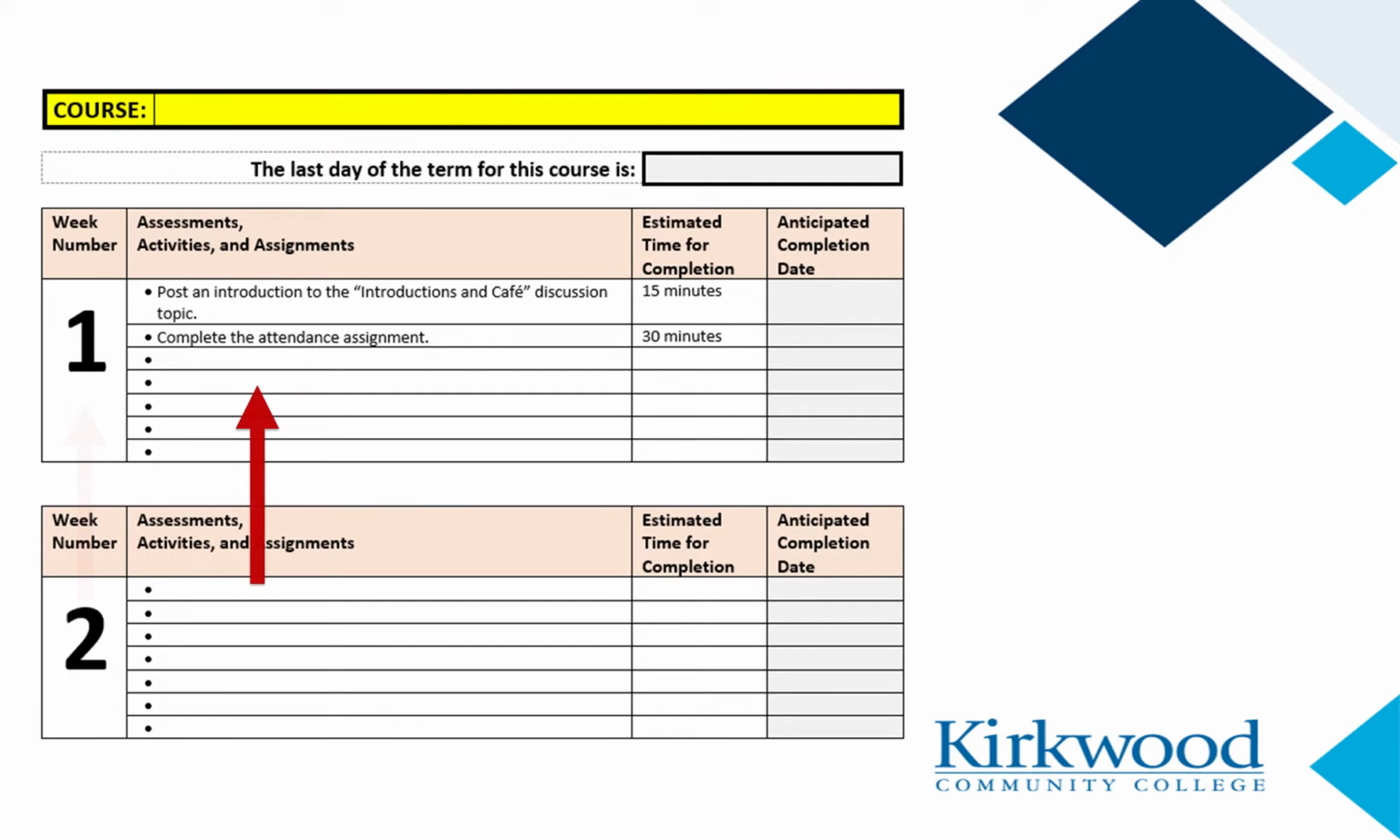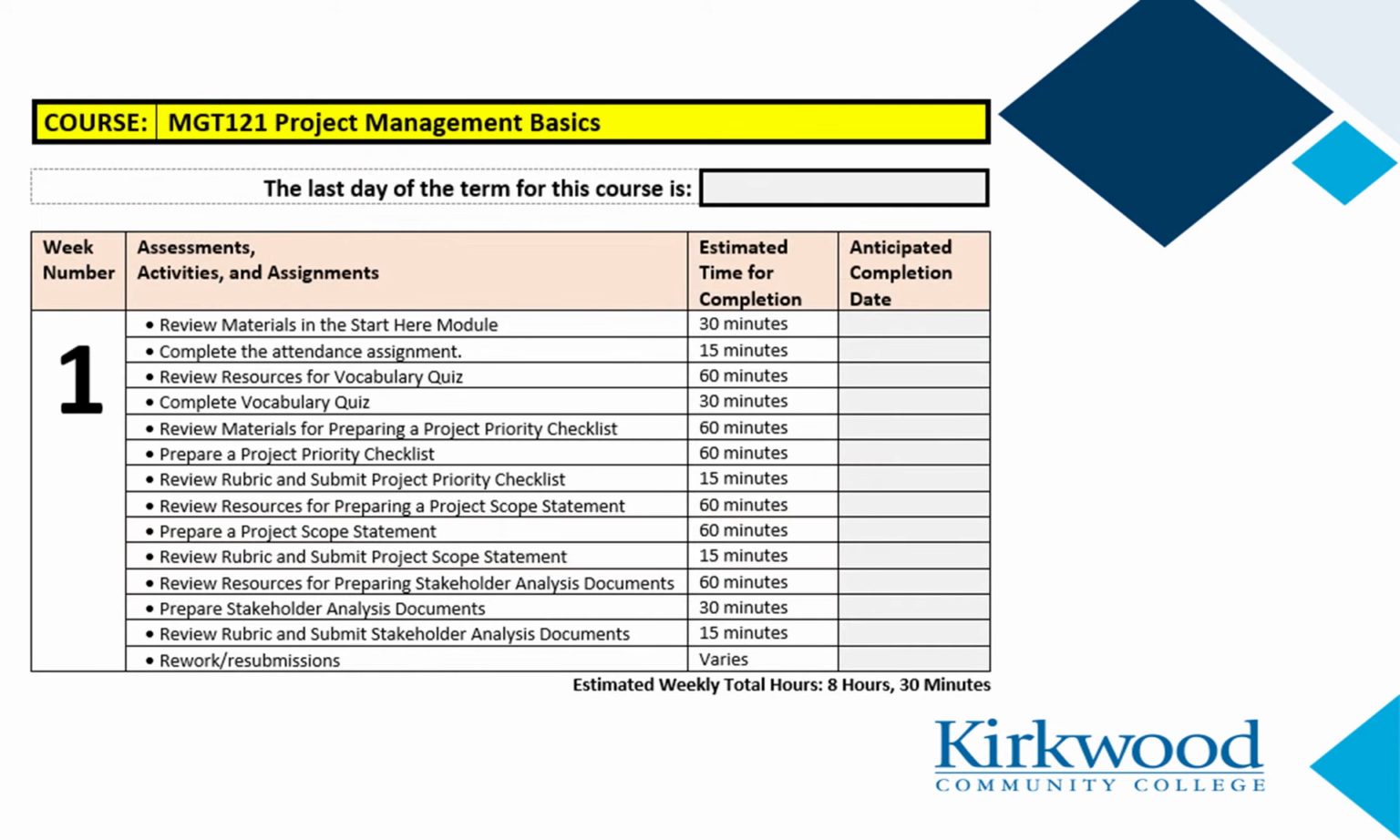For each week, the various activities, things like readings, videos, formative assessments, practice activities, summative assessments, and so on, are listed out. Next to each activity is an estimated time for completing the activity. It is important to note that the estimated time is just that, an estimate. Students may take more time or less time to complete the activity. The final column in the table is left blank and is eventually completed by the students as part of the attendance assignment for the course. Here is an example of a pacing guide from the Project Management Basics course.